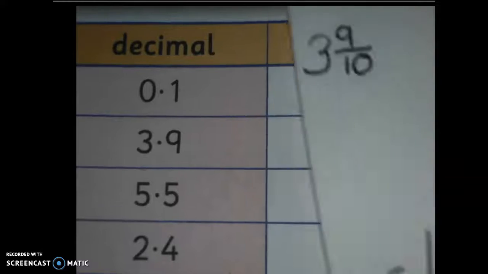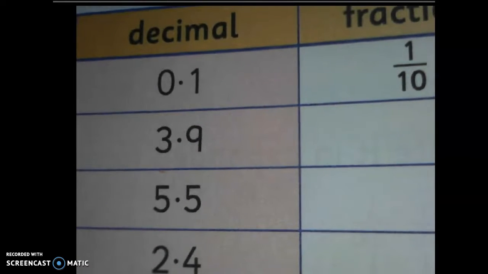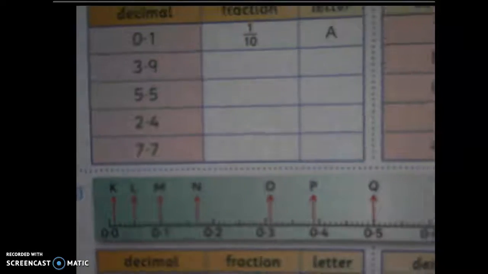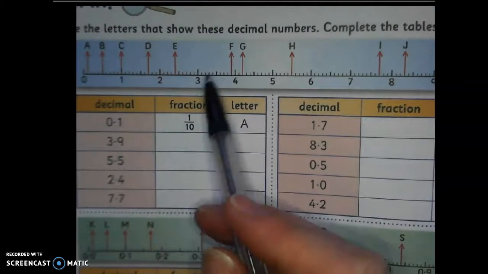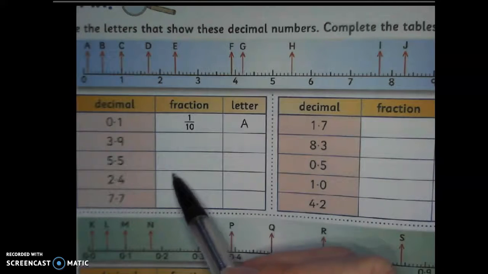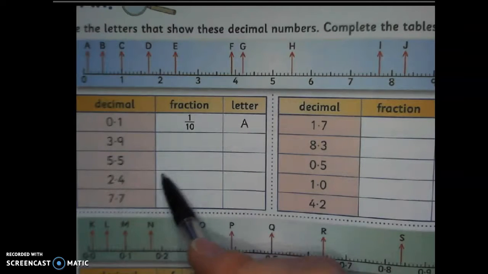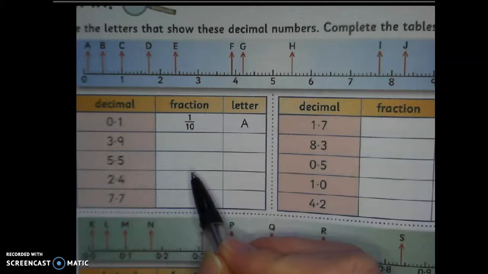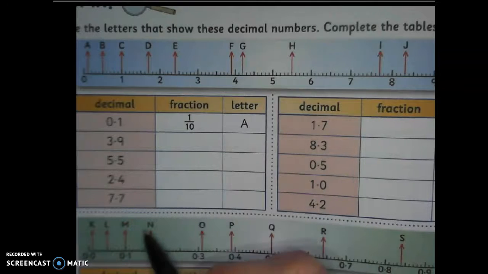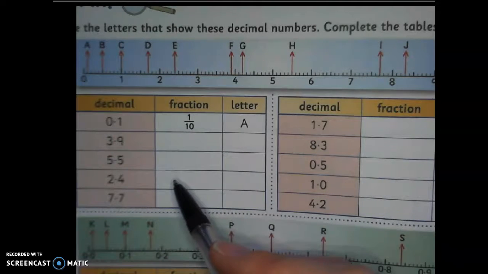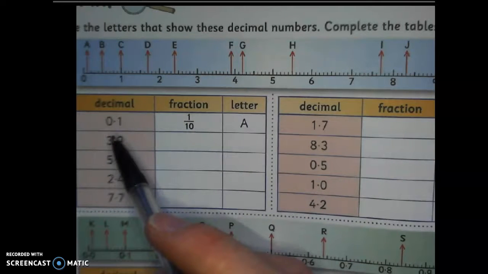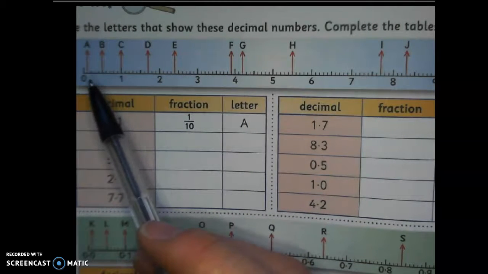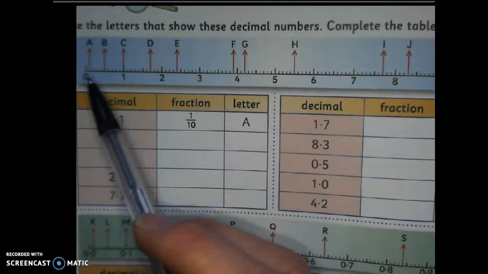So I hope that helps there, guys, and there's only that many of them. You don't even need to look on the number line to do the fraction. You can just put the fractions in there yourself. 2.4 could be 2 and 4/10, or 2 and 2/5, whichever one you want, and then find the letters. So just a little bit of practice to get the idea of the decimals back into your heads. Good luck with that.